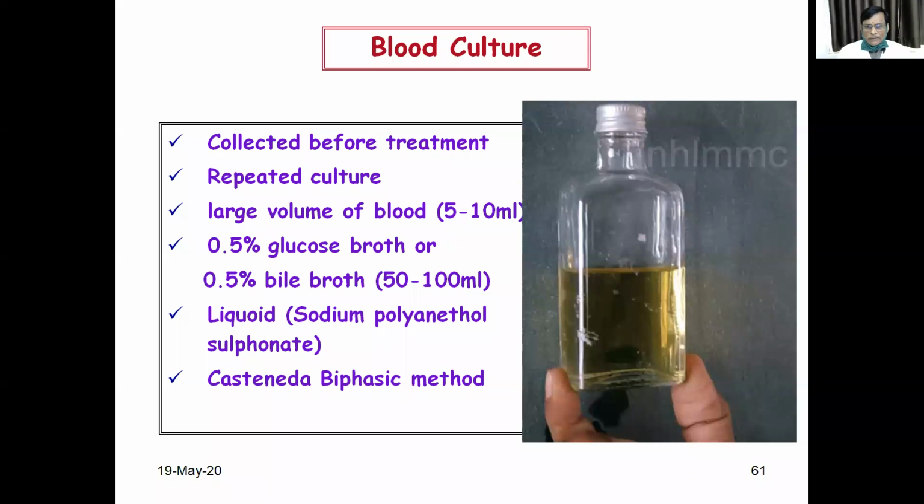Around 5 to 10 ml of blood is taken into a large volume of blood culture broth, that is 50 to 100 ml of broth, which gives around 5 to 10% concentration. That includes sodium polyanethol sulfonate, that is called liquoid, to destroy any antibodies. And sometimes we use Castaneda biphasic medium. I will explain the purpose of Castaneda biphasic medium.